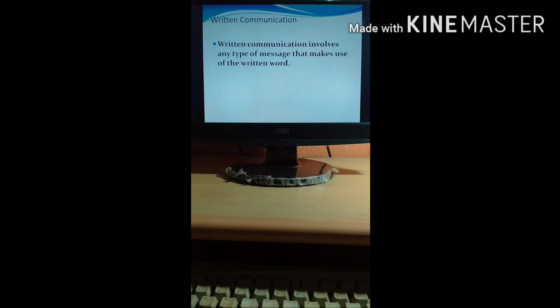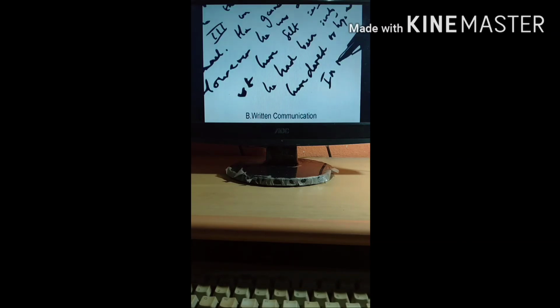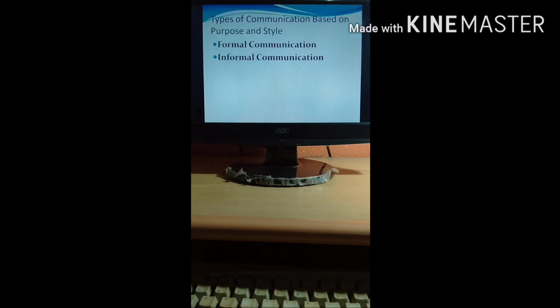Look at the image. Here in the image you can see something is being written. So that writing is called written communication. Moving to the next slide, we will see there are two kinds of communication based on purpose and style. First is formal communication and the other one is informal communication.